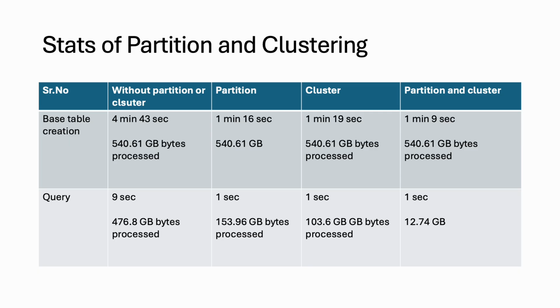So here are the stats again. For base table creation, it took 4 minutes 43 seconds. But if we mention partition, it's 1 minute 16 seconds, and for cluster it's 1 minute 19 seconds. If we mention both, it's 1 minute 9 seconds. If we query the base table for titles with letter G for 2021 December data, it took 9 seconds. For the partitioned table, it's 1 second with 153 GB processed. For clustering, it's 103 GB processed. And for the table which is both partitioned and clustered, it took only 1 second with 12.74 GB.